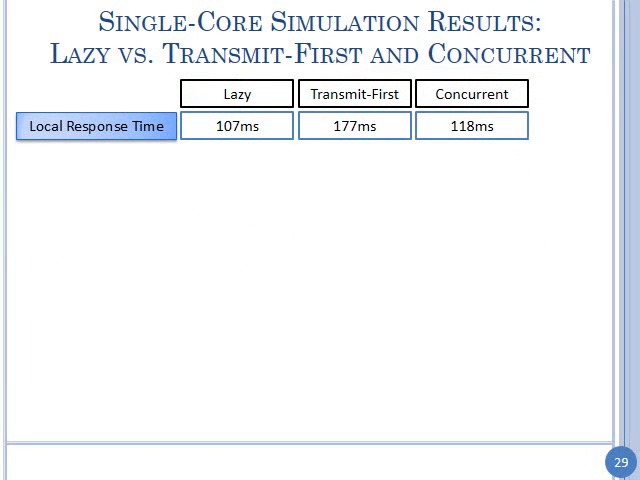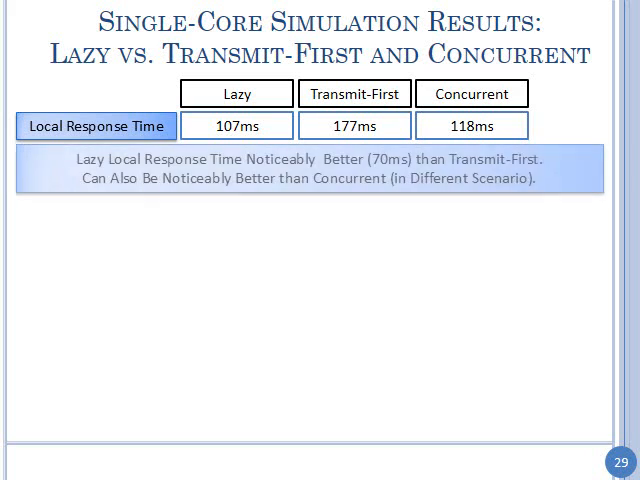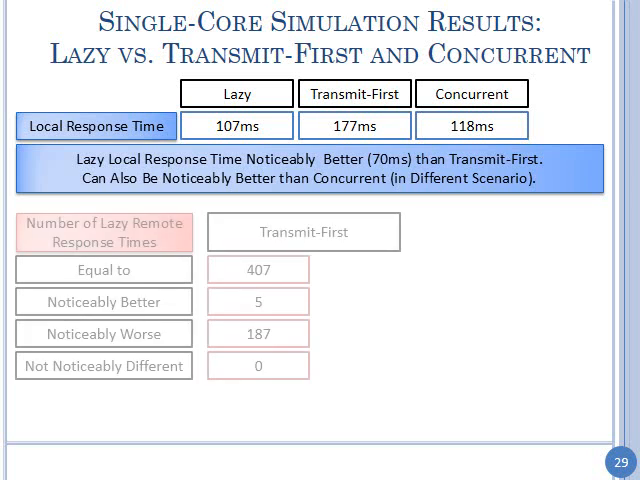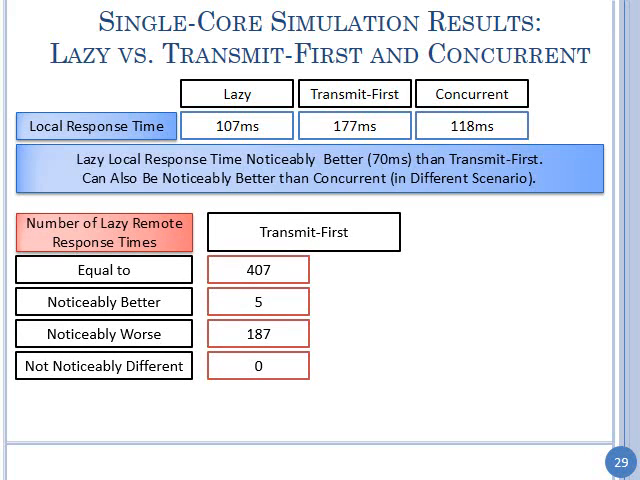Here are the results. So the local response time results show us that the lazy local response time is noticeably better than that of transmit first. And while in this scenario it wasn't noticeably better than concurrent, it can be in other scenarios. Now here are the remote response time results, and to read this table, you kind of read it like this.